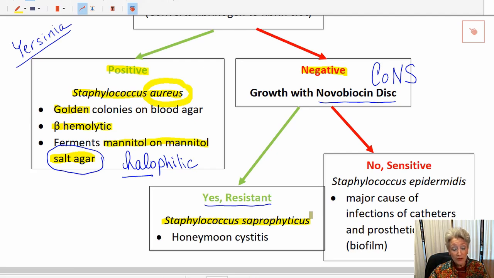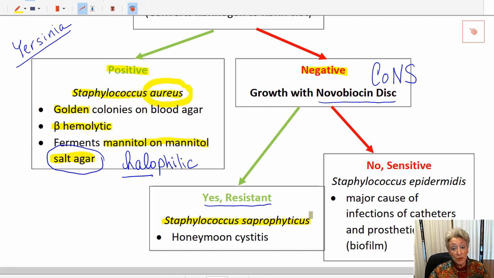Okay, I do want to emphasize to you, however, that until you have proven to you that what has been cultured out of the urine is a gram-positive coccus that is novobiocin resistant, you should not make the diagnosis of Staph saprophyticus in any case of UTI.